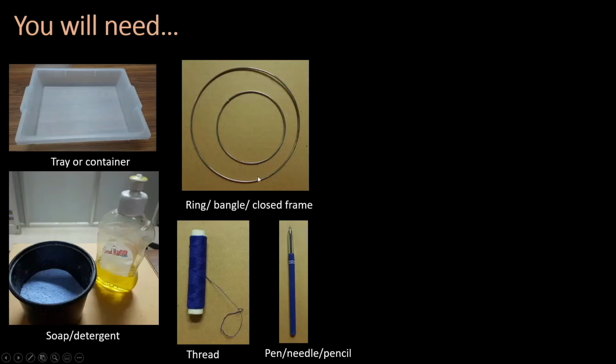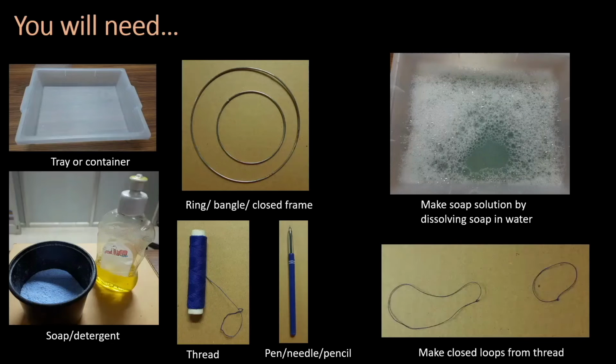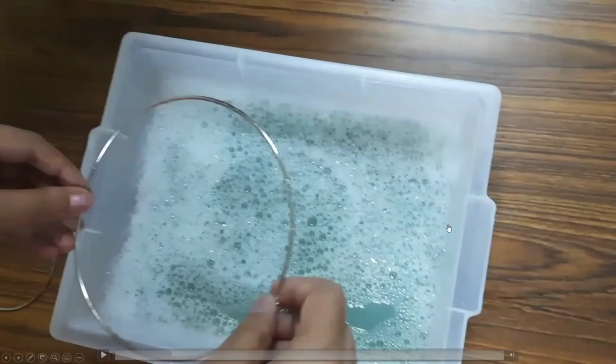If you don't have any closed loop, then you can take a rigid metal wire and just fold it in the shape as you like, and you can use that for this experiment. You'll also need some thread, and a pen, pencil or needle, or any object which can be used to prick the soap film. So the very first step is to make a soap solution by dissolving soap in the water. And next, make some closed loops from this thread. Just make a knot over here and a closed loop will be ready.